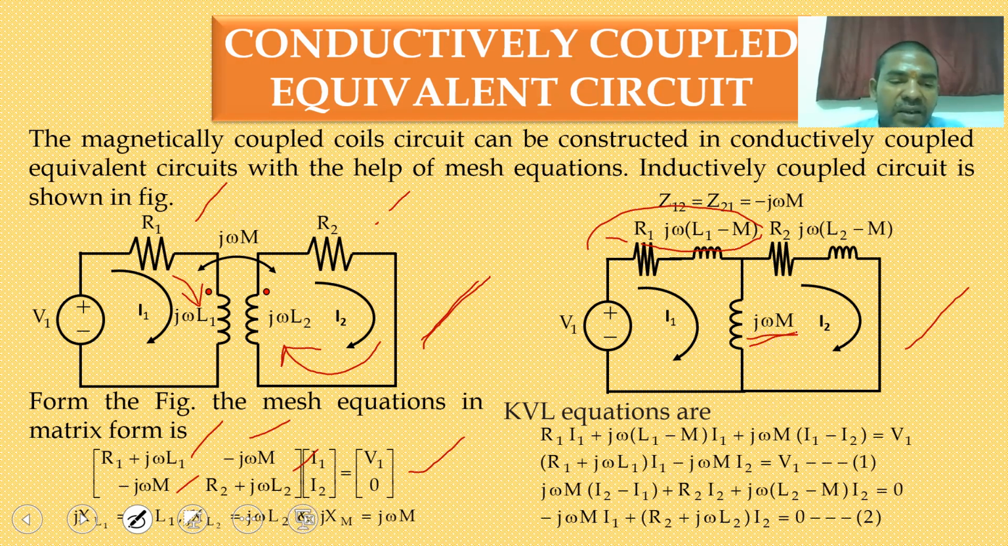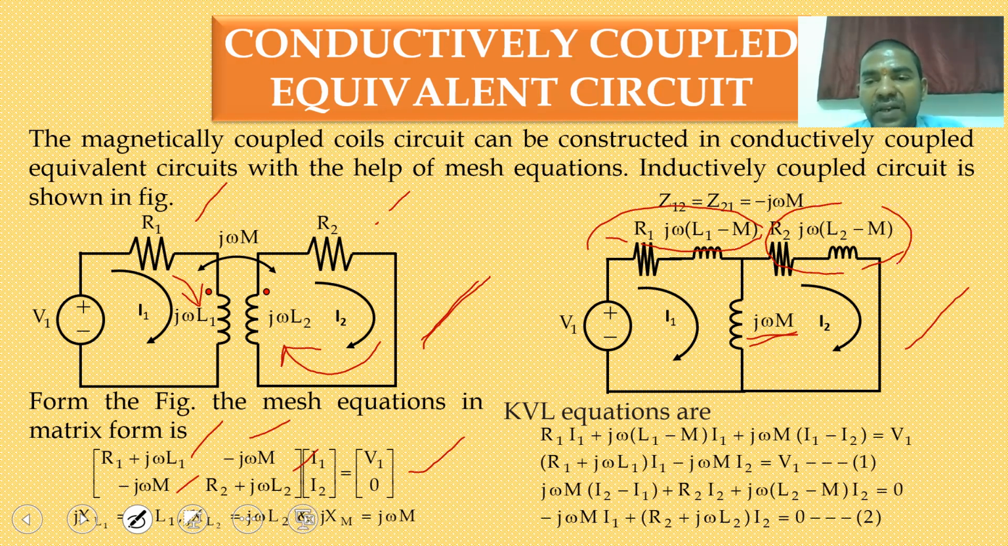Then coming to the second loop passive elements. The A22 value of the matrix is R2 plus j omega L2. I am writing the expression as R2 as one resistance value and the inductance value as j omega (L2 minus M). The intermediate value is j omega M.